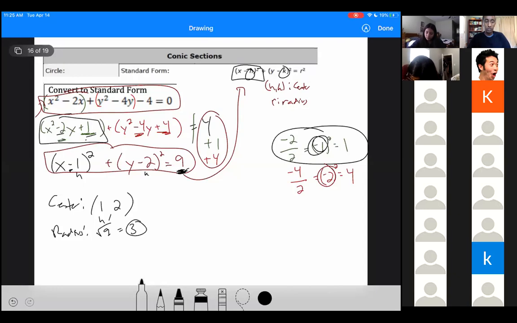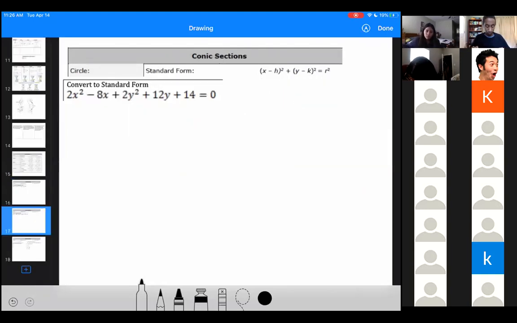All right, any questions on completing the square to convert to standard form of a circle? Did I lose anybody at any stage of that? We'll do one more together to make sure that where you have to divide. So any questions? Okay, let's do one more.